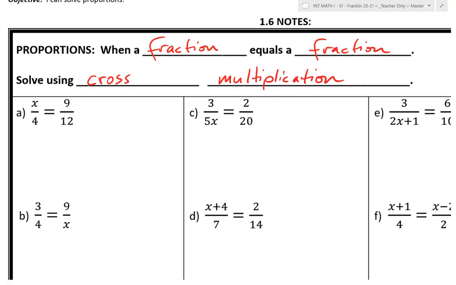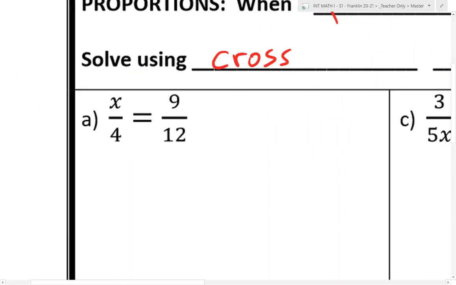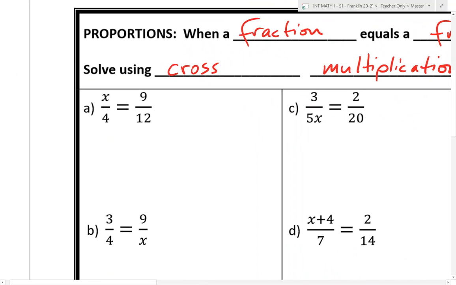So our goal is still the same: get the variable by itself. That's what we're going to be doing. It just works a little differently. So this first example here, x over 4 equals 9 over 12. And what we mean by cross multiplication is we're going to take the numbers that are diagonal from each other and multiply those. So x times 12, that's 12x. And then 4 times 9, that's 36.